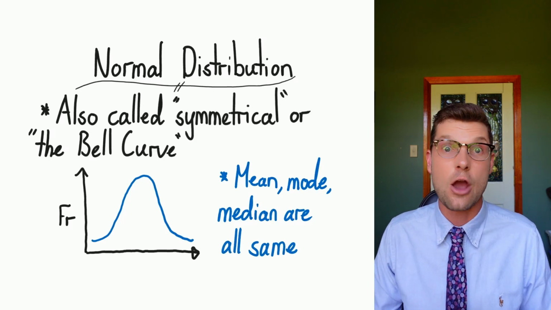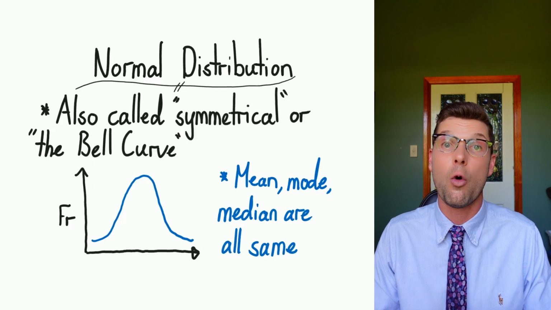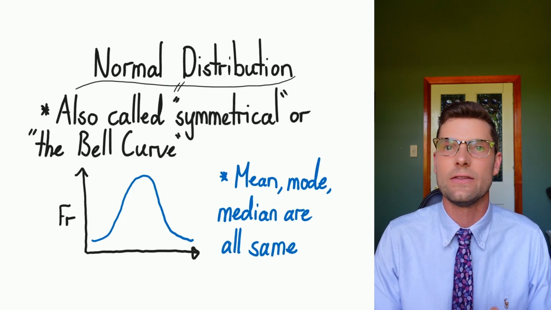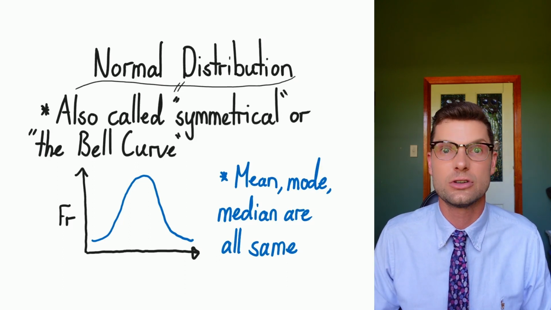A really big key of these normal distributions is that the mean, the median, and the mode are all exactly the same. They all happen within the middle. We know that these three measures of center don't always line up, but when they do, we call it a normal distribution, and it will look something like this.